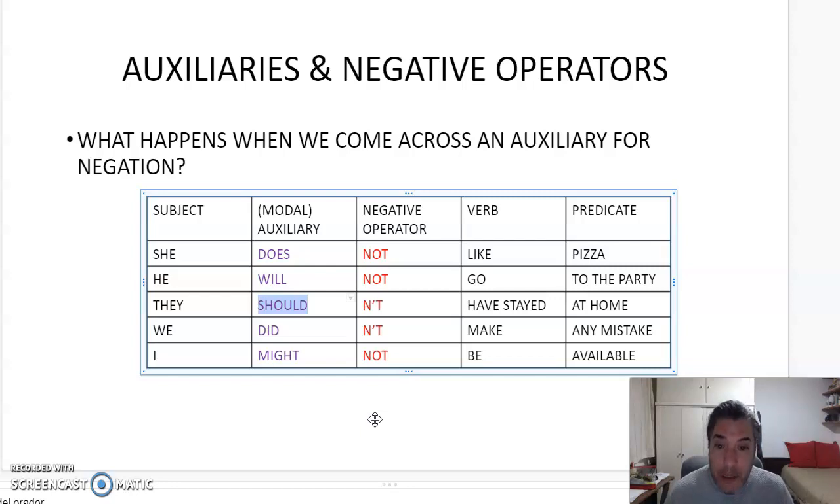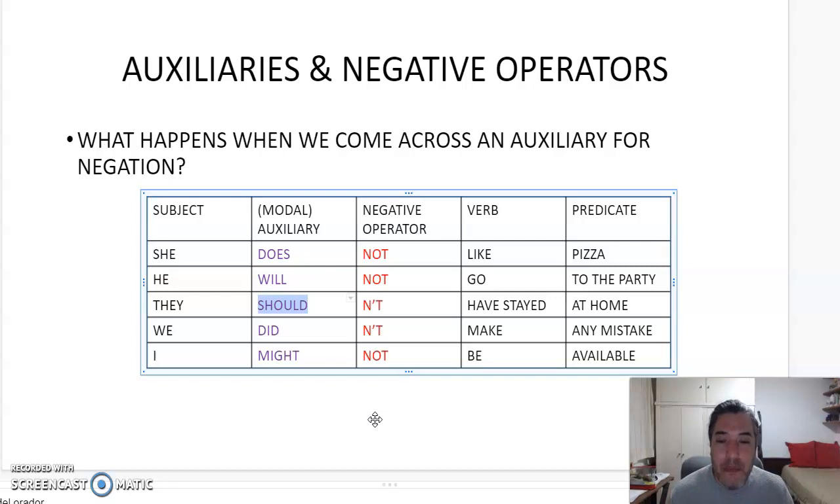For example, remember you will have do, does, will, should, did, might, and many others, could, can. All of those are modal verbs. Sorry, doesn't, don't, they are not modal verbs, but they are called auxiliaries. Sometimes they can be modal auxiliaries, for example, when I'm talking about will, should, might, can, may.